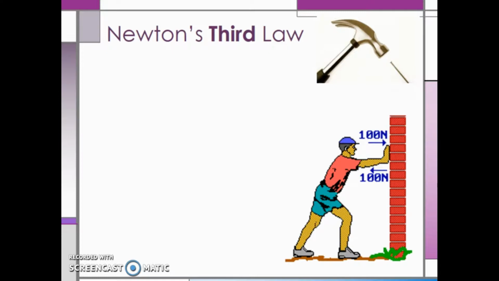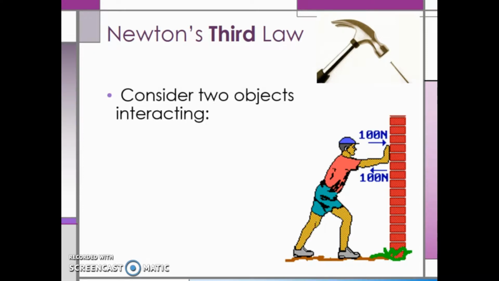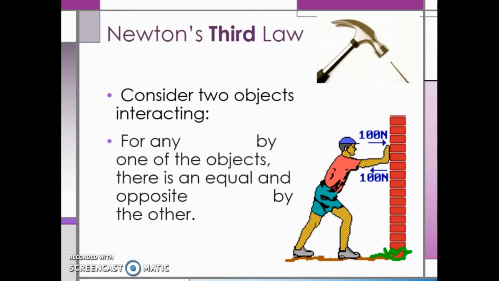an outside force. Newton's second law tells us the force applied to an object is equal to its mass times its acceleration. Now, Newton's third law tells us that for any action by one of the two objects interacting, there is an equal and opposite reaction by the other. This is known as the law of action-reaction.